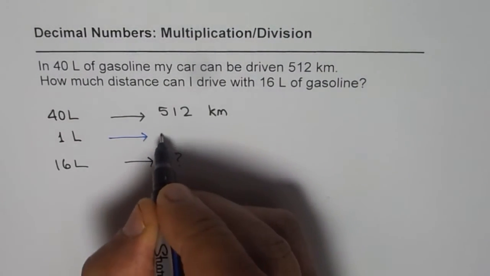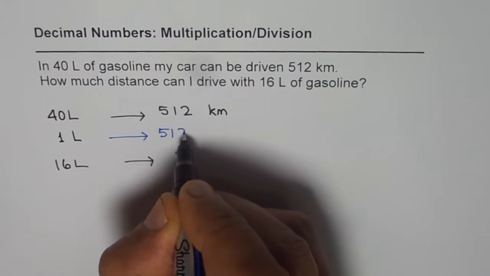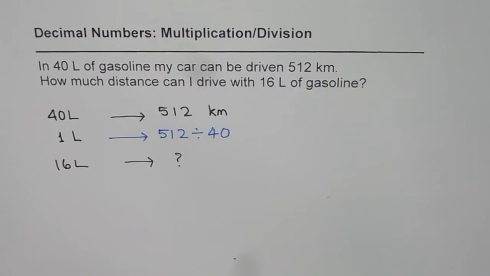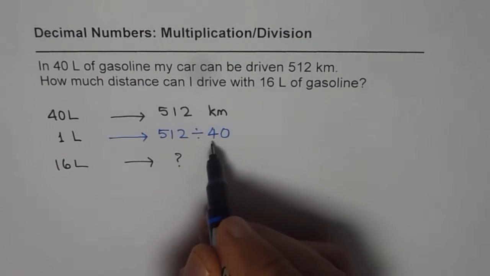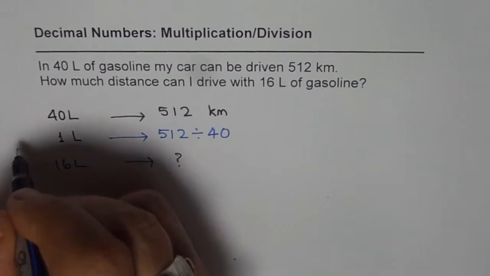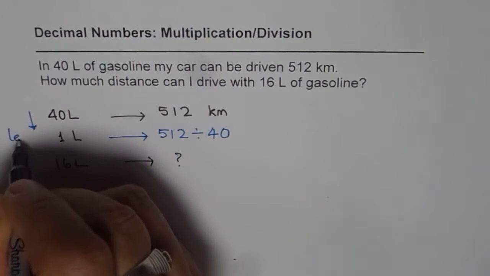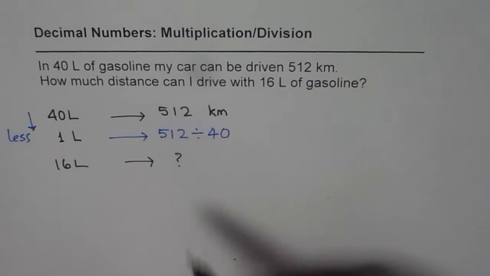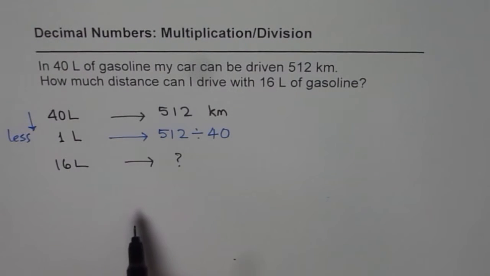Less means divide, okay? So you divide 512 divided by 40. That is what it is, correct? Why did we divide? Because it is less, so we are going downwards, less, right? So if you want to get a lesser answer, you need to divide. Okay, so for 1 liter, we need to divide.